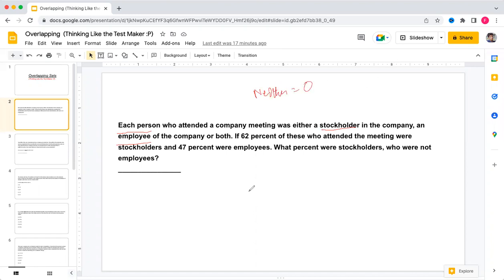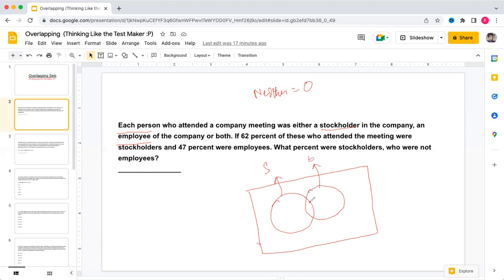If you draw the Venn diagram, just consider this one for the stakeholder and this one for the employee, and this portion is for both. So first of all, the neither is zero, right? So let's call this zero.